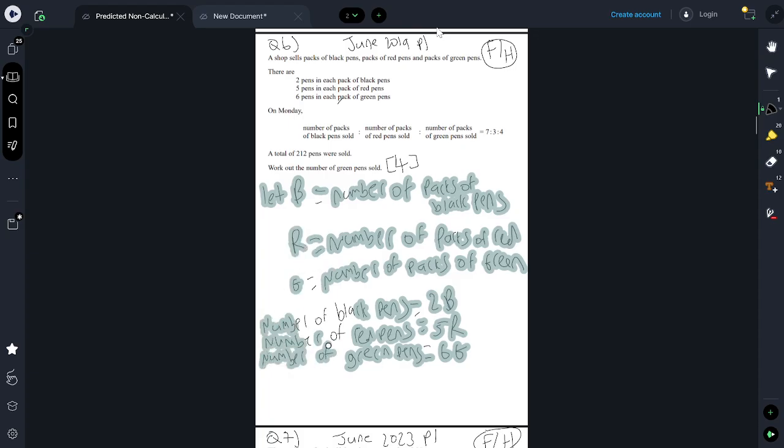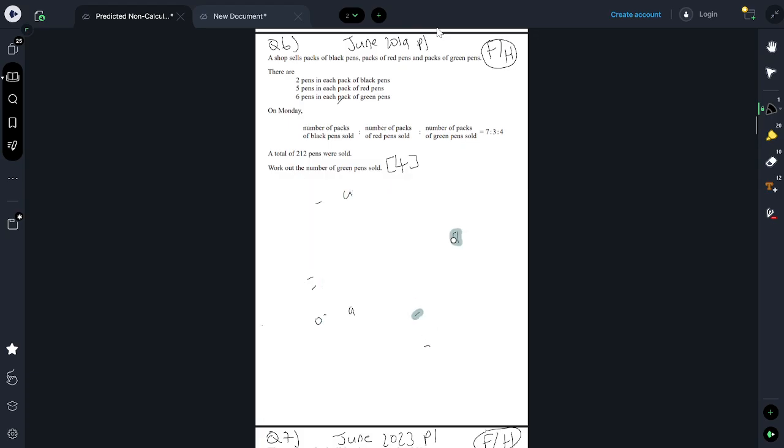Okay, but the ideas remain the same, right? We know how many pens for each pack. So really, all we need to know is how many packs there are. But they tell us a ratio here, 7:3:4. So black to red to green. The ratio of black packs to red packs to green packs is 7:3:4.